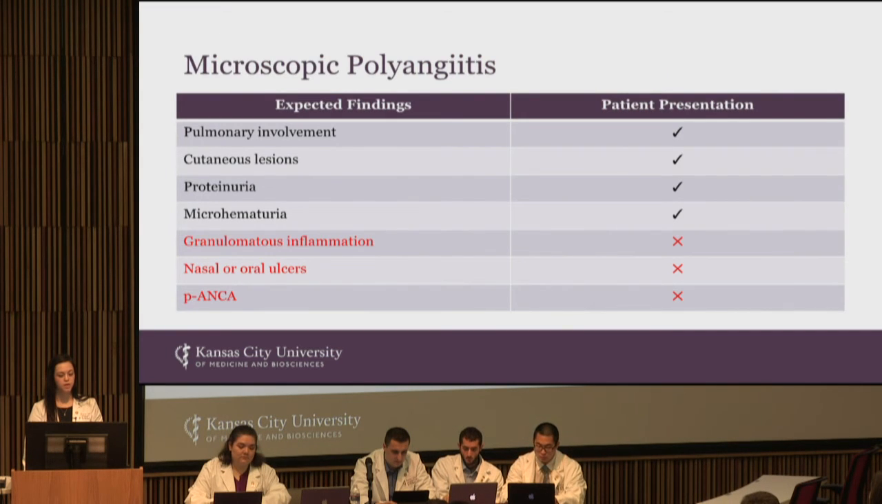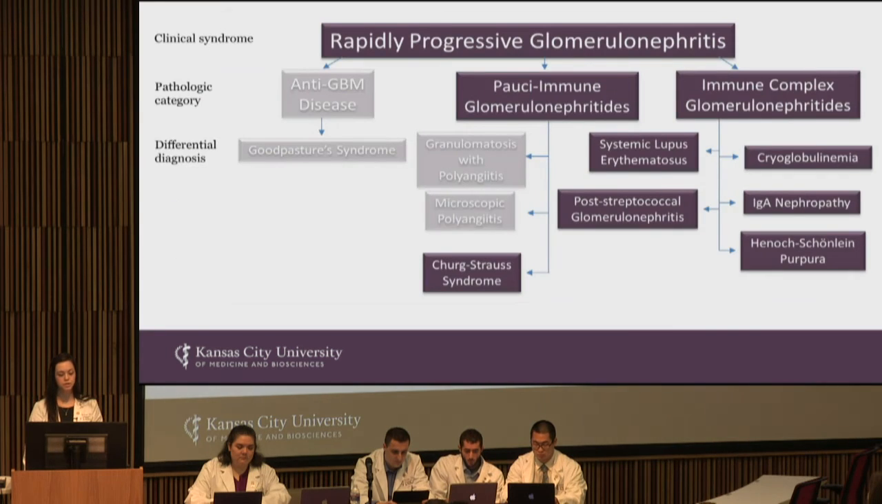As for microscopic polyangiitis, our patient had no indication of granulomatous inflammation, nasal or oral ulcers. Additionally, he had a negative p-ANCA test result, making a diagnosis of microscopic polyangiitis unlikely.